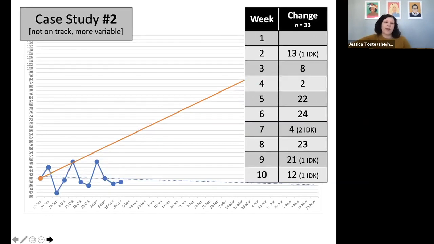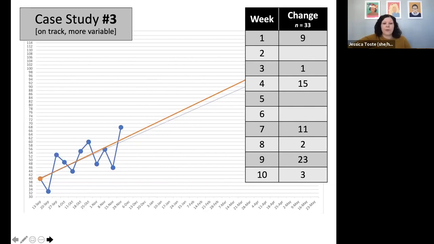Case number 2 was when the student was not on track to meet their goal by the end of the year, and the data were more variable, which means performance kind of went up and down from week to week, which is very common among student data. So across all of the data points, we had participants say that they would make adjustments except for week 1. And you can see that the numbers were quite a bit higher than in case number 1. So we had quite a few participants saying they would make changes at every one of these data points, likely because, as I mentioned, the data were more variable.